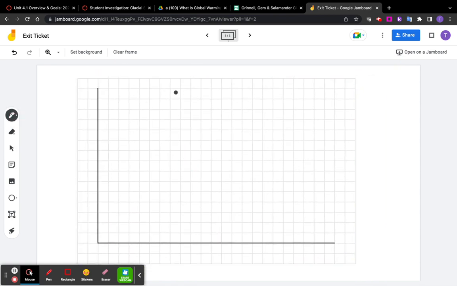Now what you're going to have to do is name the graph. I'm going to call mine Glacial Retreat over time, because we're going to be plotting the time versus the glacial volume. Now you can turn your paper, so I'm writing glacial volume like this, but I highly recommend you write it so it's easier to read, glacial volume.